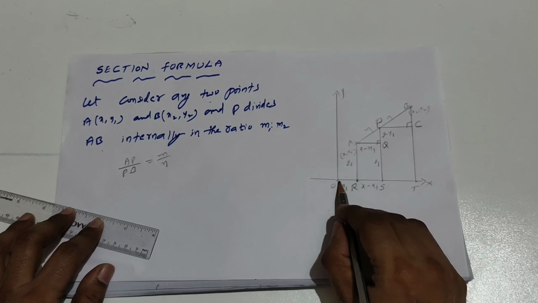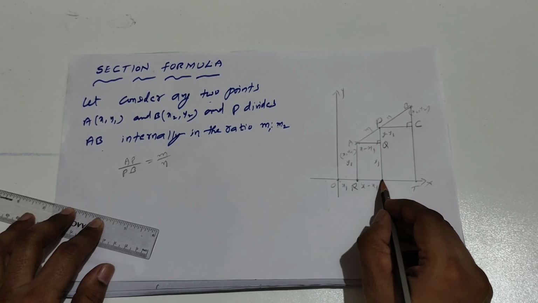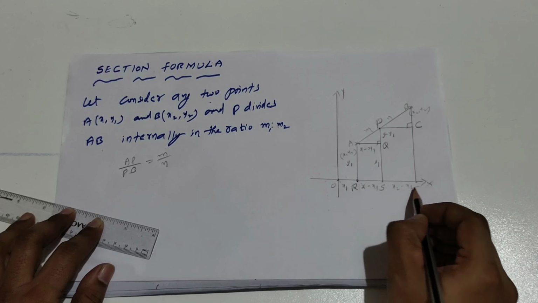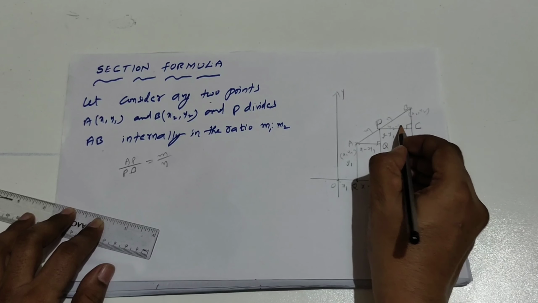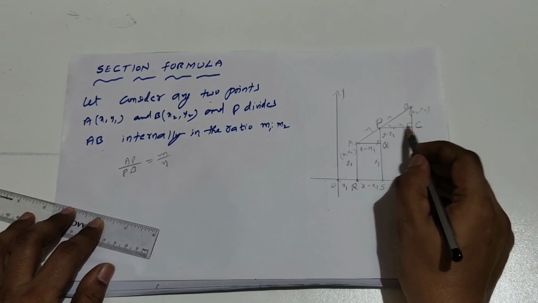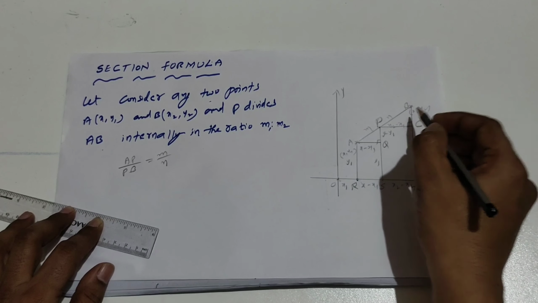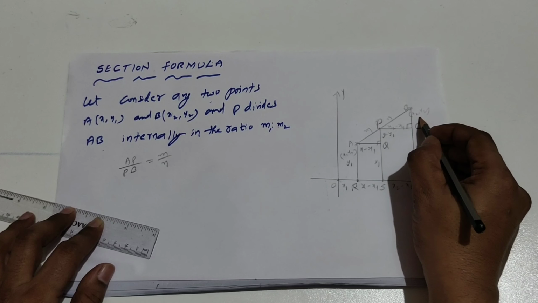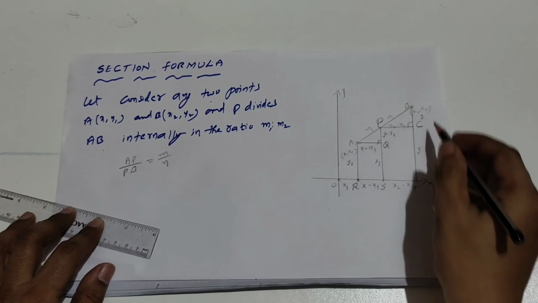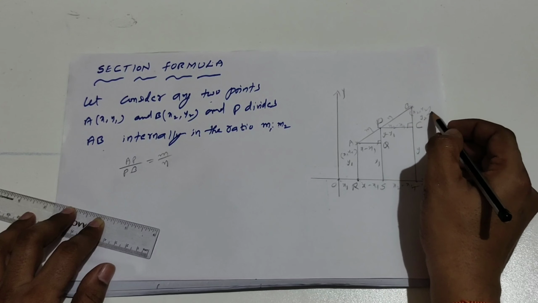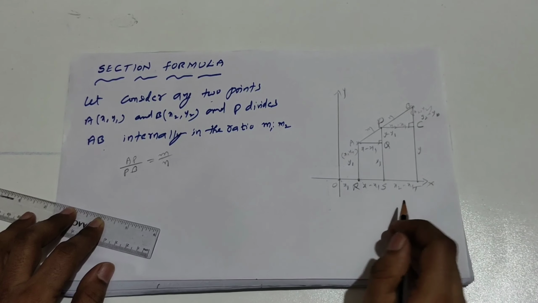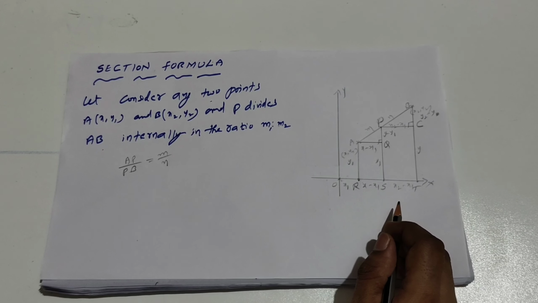And next, OT is x2 and OS is x, so it is x2 minus x. So PC is x2 minus x. And full BT is y2 and CT is y, so the difference between B and C, the distance BC, will be y2 minus y. So let us see all the measurements.